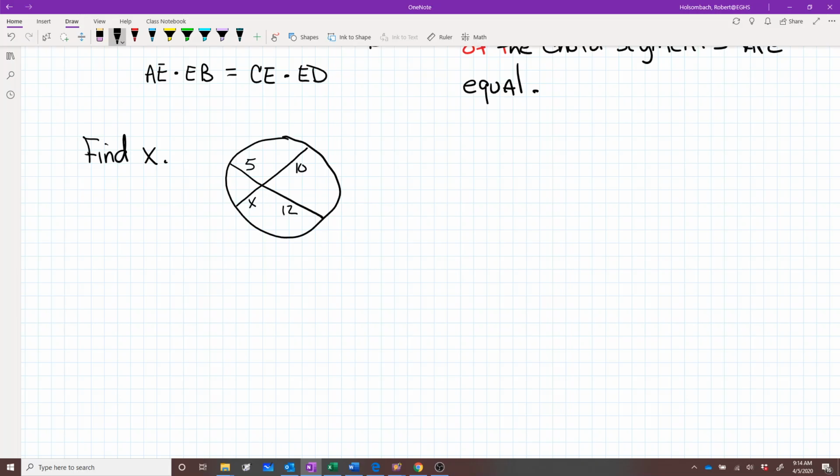So here's your setup, x times 10. So we got x times 10 is going to be equal to 5 times 12. And x times 10 is equal to 10x. And 5 times 12 is equal to 60. So we can divide both sides by 10. And x is equal to 6. Alright, the products of the chord segments are equal to each other.